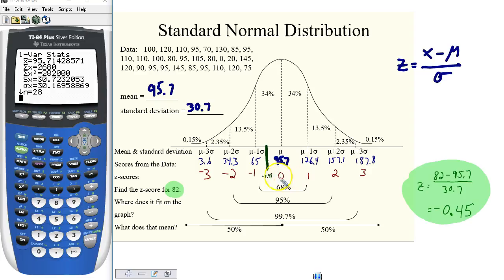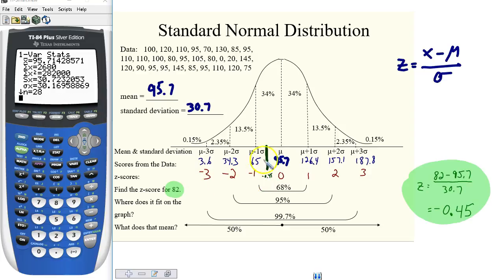The mean of the standard normal distribution, the mean of z-scores, is always 0. And because z-scores tell us the number of standard deviations above or below the mean, as I go 1, 2, 3 standard deviations above the mean, my z-scores are 1, 2, and 3. When I go 1, 2, 3 standard deviations below the mean, they are negative 1, negative 2, negative 3, because of the definition of what a z-score is.